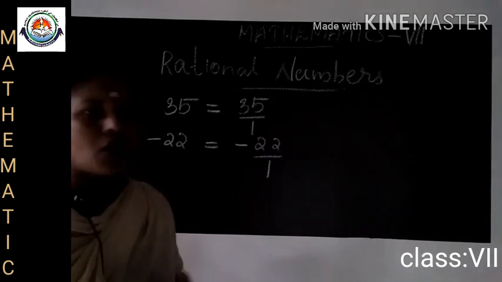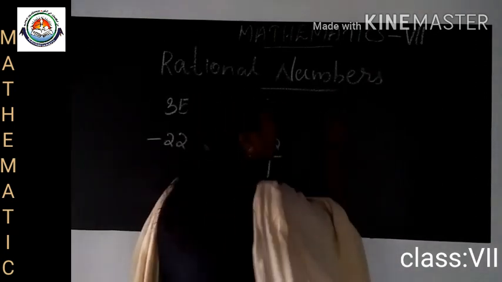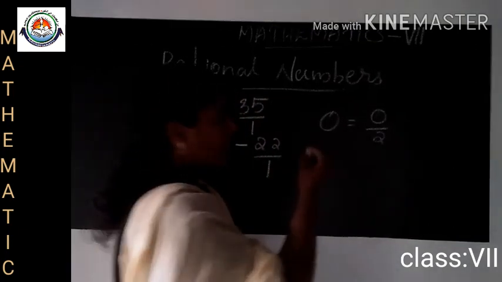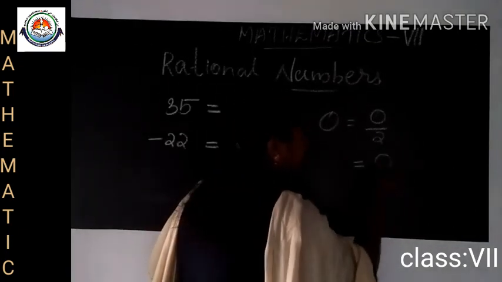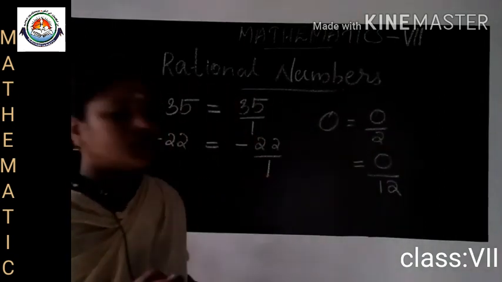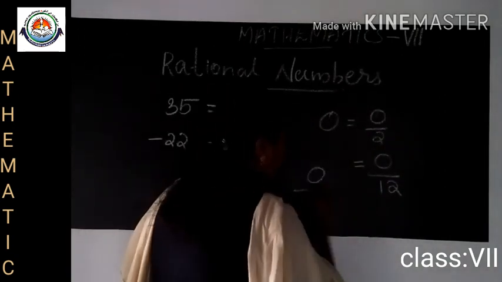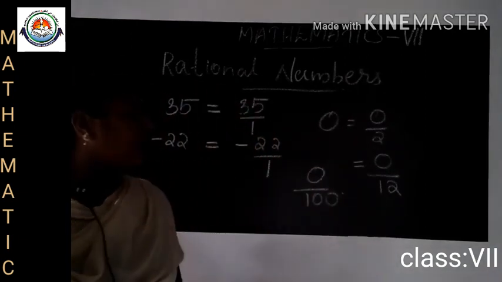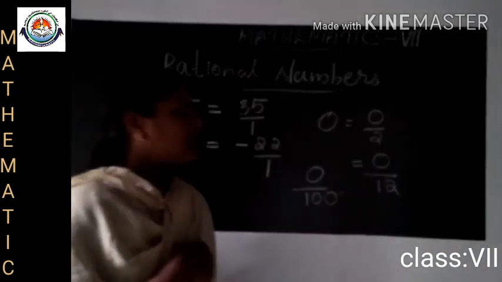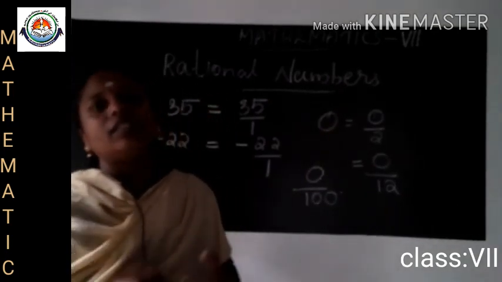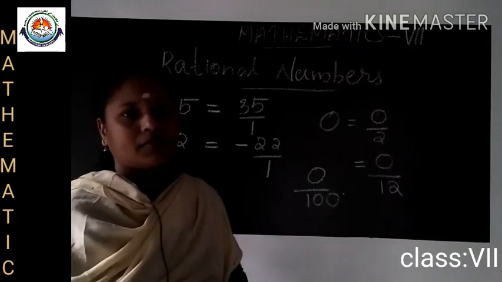And 0 also. 0 is equal to 0 by 2, and we can express 0 as 0 by 12. What is 0 by 12? 0. What about 0 by 100? It is 0. So we can express 0 with all the integers as the denominator.